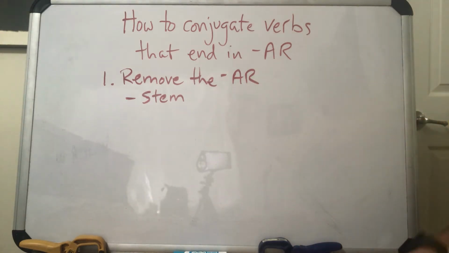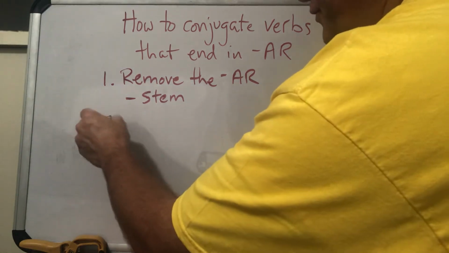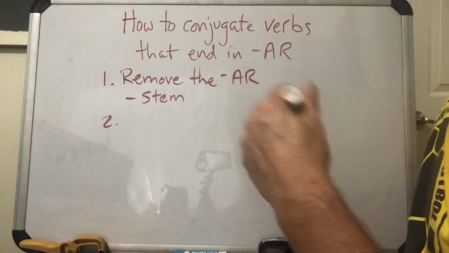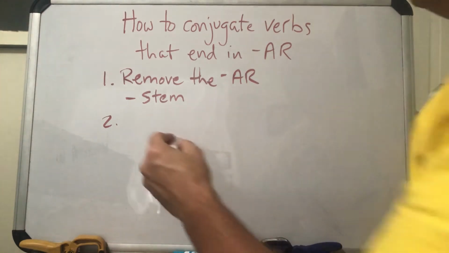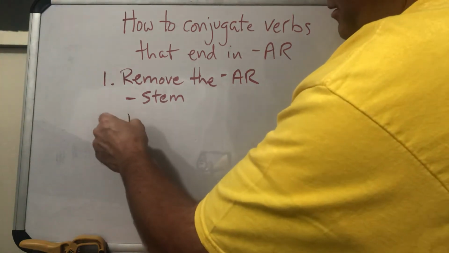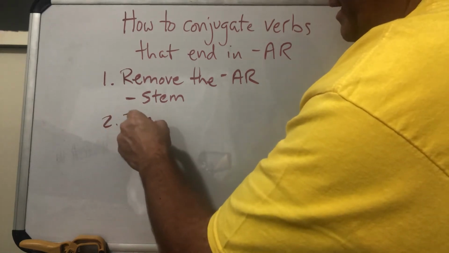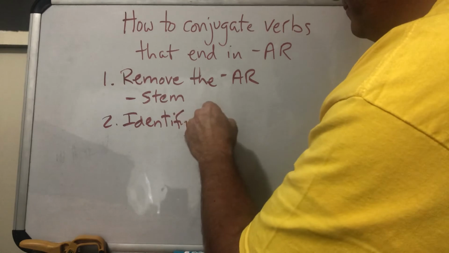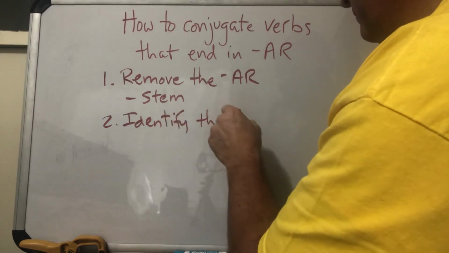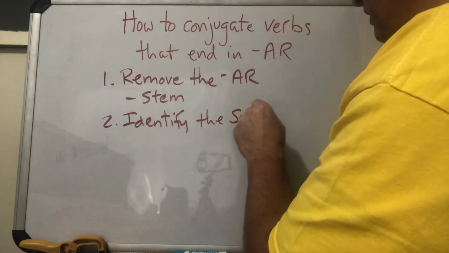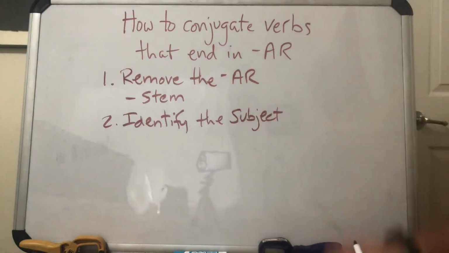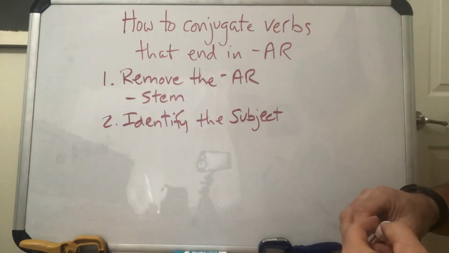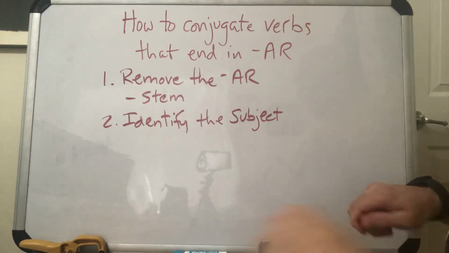Numero dos. The whole point of conjugating a verb is to change it so that it matches or agrees with the subject. So we have to identify the subject. It doesn't make any sense if we're trying to change a verb to match the subject and we don't even know which subject it is, or who the subject is.